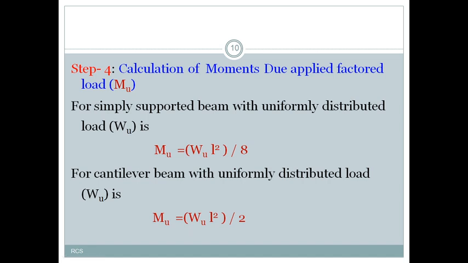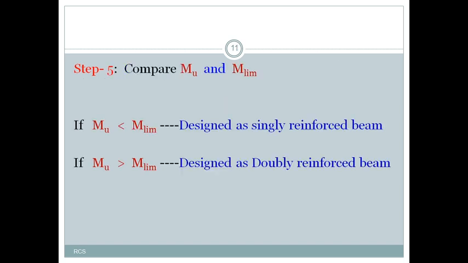So this bending moment should be resisted by the beam section, that is the limiting moment of resistance. Generally, our limiting moment of resistance should be more than or equal to this. Let us check. If Mu is more than Mu limit, what will happen? If Mu is less than Mu limit, what will happen? We will check in the next step. So this step is to compare Mu and Mu limit.